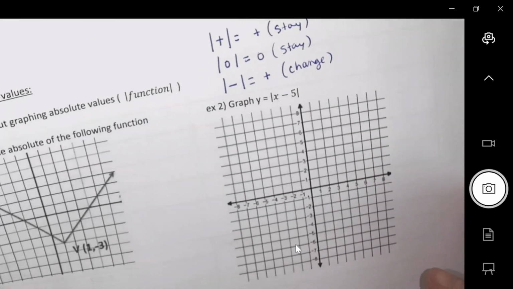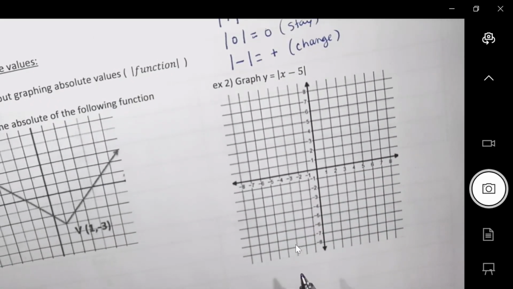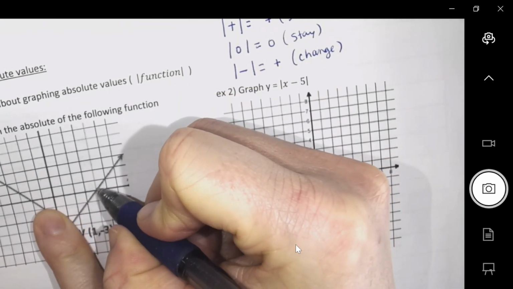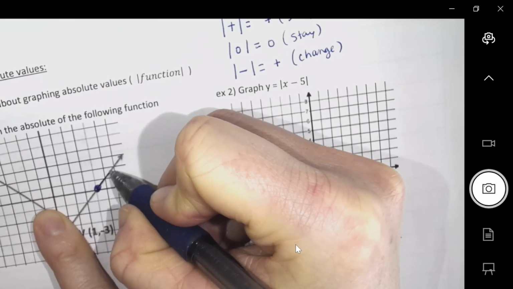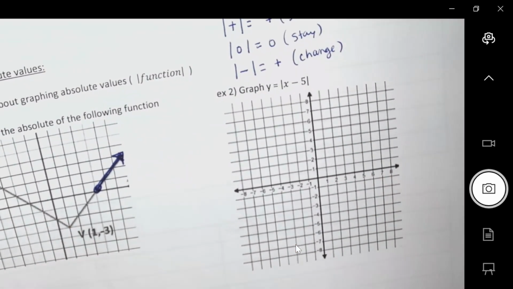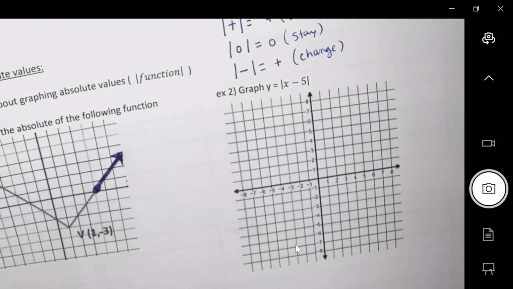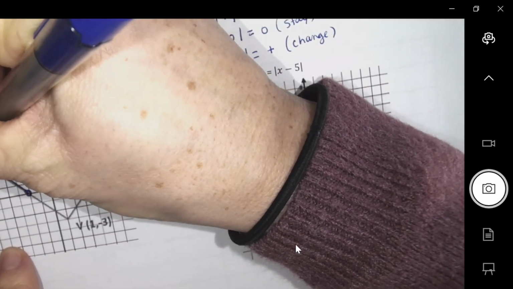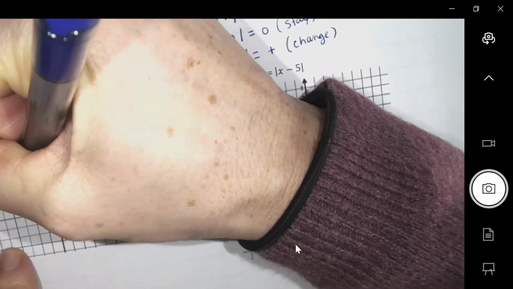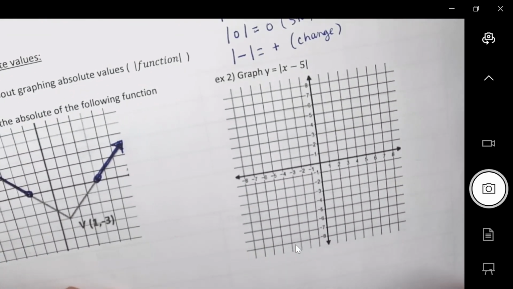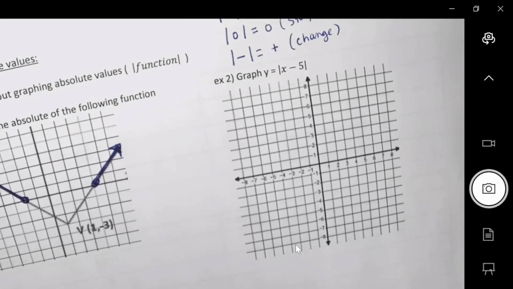Okay, so where is this graph? Positive or 0, it's going to stay. So I need to show an overlap. So that part of this graph would stay because it was positive and 0. And so would this chunk of the graph. So those 2 pieces of the graph will stay put. So I'm going to overlap it. And you have to show me overlap to show me that they're staying.